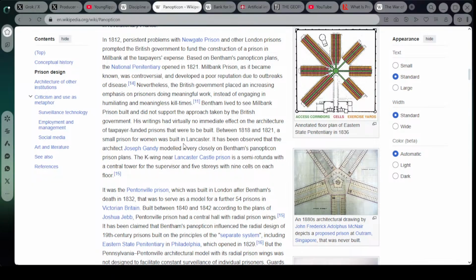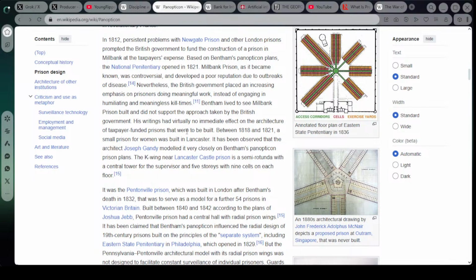Between 1818 and 1821, a small prison for women was built in Lancaster. It had been observed that the architect Joseph Gandy modeled it very closely on Bentham's Panopticon prison plans. The K-Wing, near Lancaster Castle Prison, is a semi-rotunda with a central tower for the supervisor and 5 stories with 9 cells on each floor.